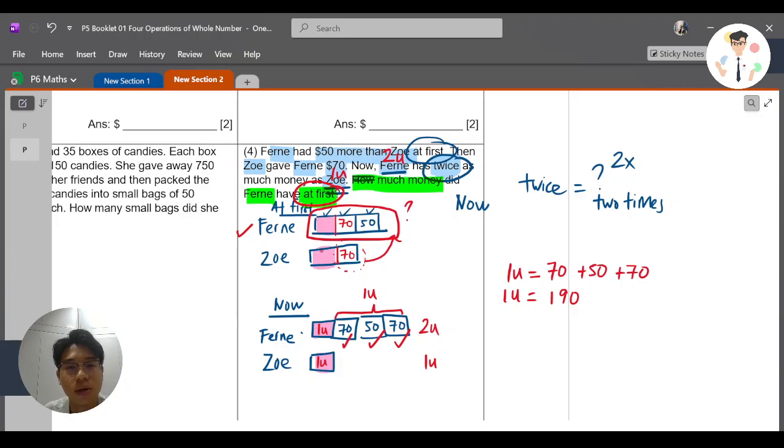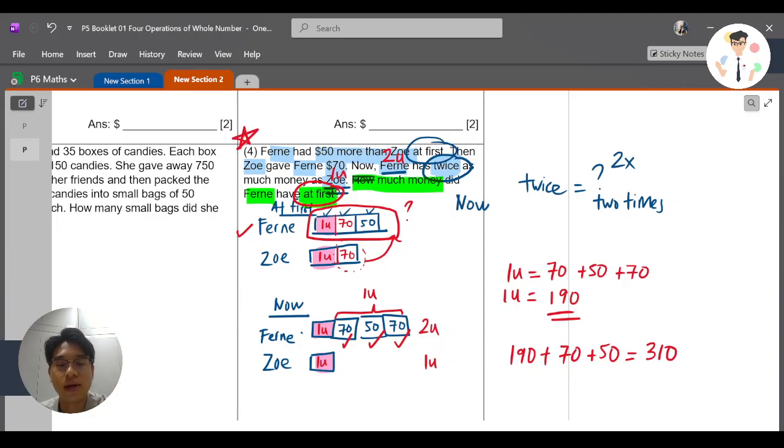So here is 1 unit. Here is also 1 unit. And you know 1 unit is equal to 190. So what Fernie has at first is 190 plus 70 plus 50. And you can calculate, and you should get the answer 310. 310. Okay, again, this is a very important question.